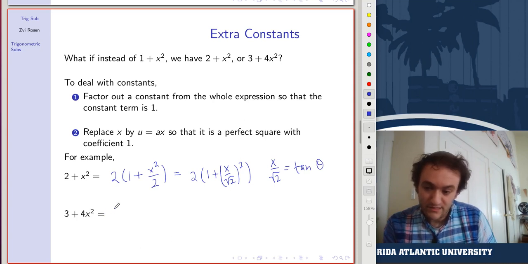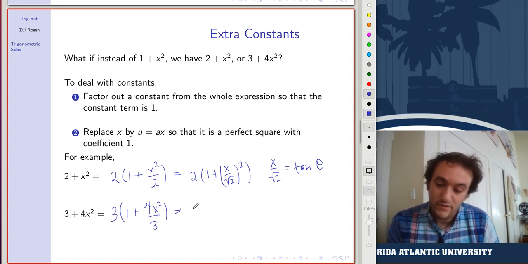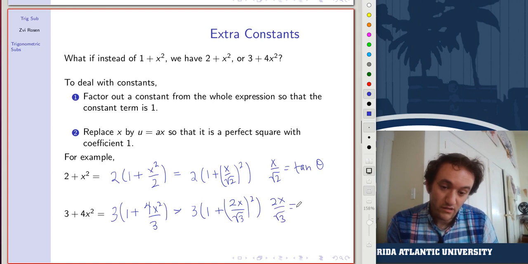How about with 3 plus 4x squared? Same approach. First, factor out the constant to make the constant term 1. So we factor out 3: 3 times 1 plus 4x squared over 3. And then you combine the constants in here to make a single square. So 1 plus 2x over the square root of 3, squared. Okay, and here you would make the substitution 2x over the square root of 3 equals tangent theta.